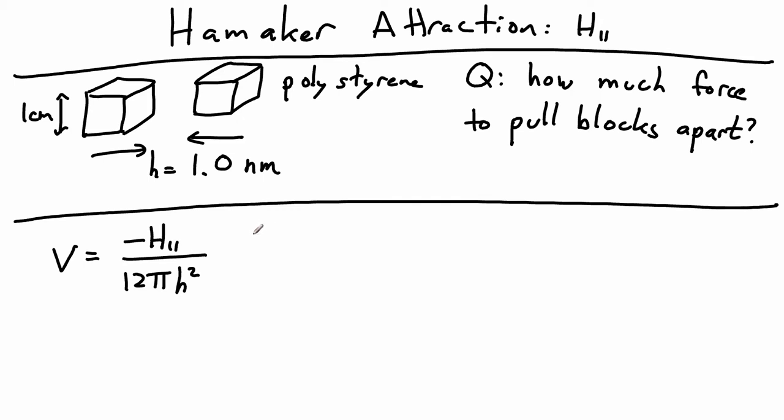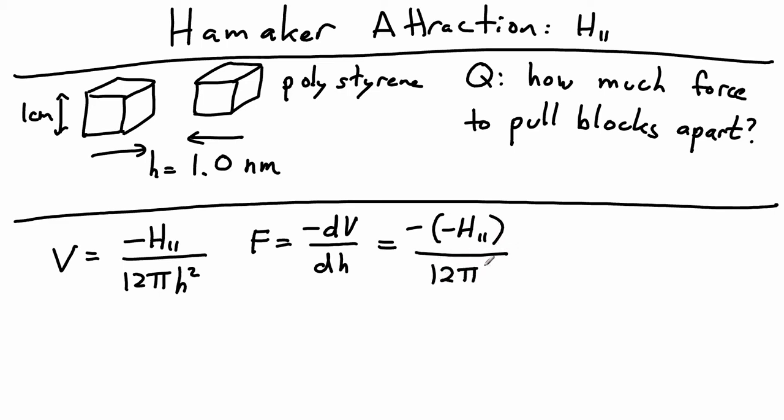And force, since the question asked about force and not potential energy, remember that force is the negative derivative of potential energy with respect to distance. So let's go ahead and take this derivative. So we've got the Hamaker constant, 12, and pi are all constants, so we can pull those outside. Those will be unchanged. And the variable is h, so we've got h to the negative 2, so the derivative of that would be 2 times h to the negative 3. So we have h cubed on the bottom, and then we have a factor of 2 up here. Great.